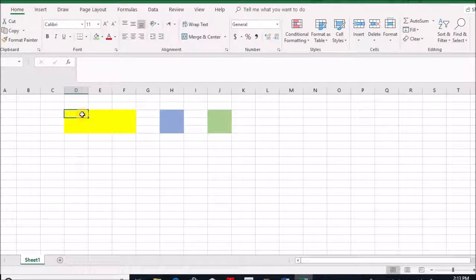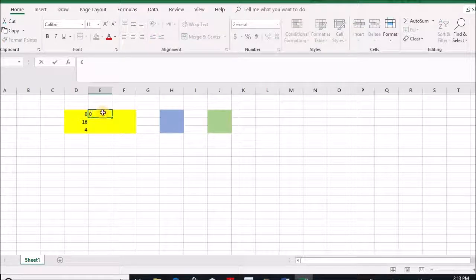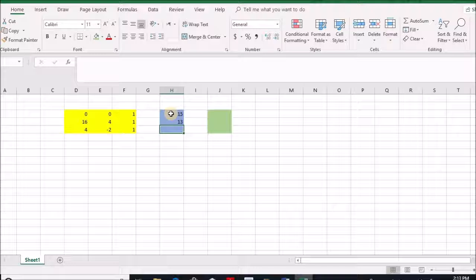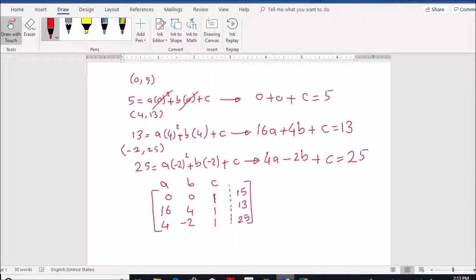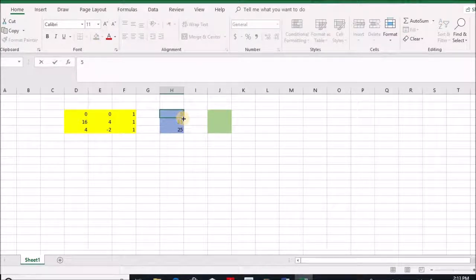So the coefficient matrix is 0, 0, 1; 16, 4, 1; 4, -2, 1, and then the constant matrix is 15, 13, and 25. Let me just make sure that that is correct. Oh, this is 5 actually. I made a mistake right there. So let me remove this. That is not 15. So it is actually 5. Let me go back and correct this entry. So that is 5 instead of 15.